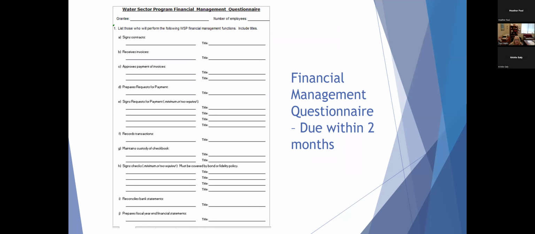You would enter your system name and the number of employees that you have. Then you will go through the form and identify who does each step. Remember that you're going to do the authorized signature form that we discussed previously. The names that are on the authorized signature form need to match who you list on E here, signs request for payment.